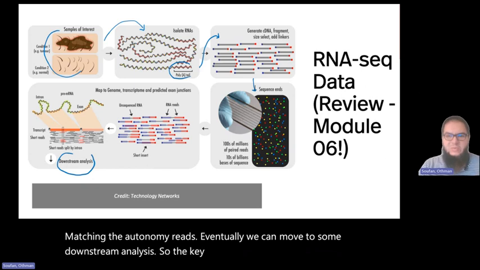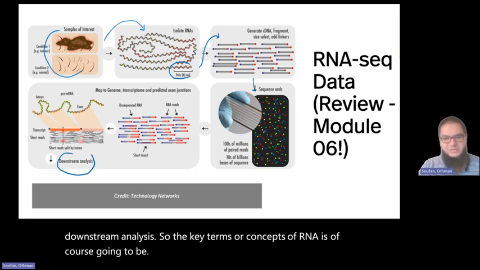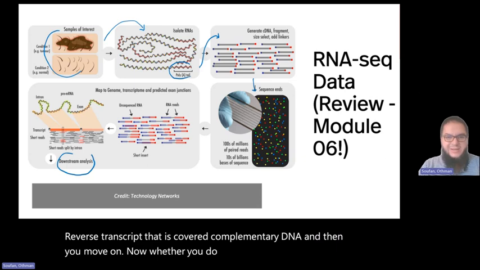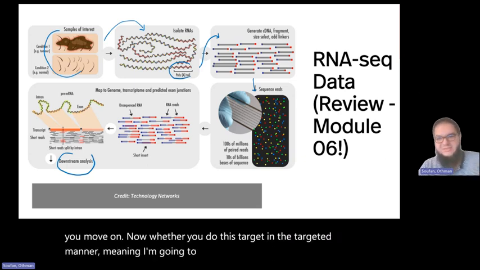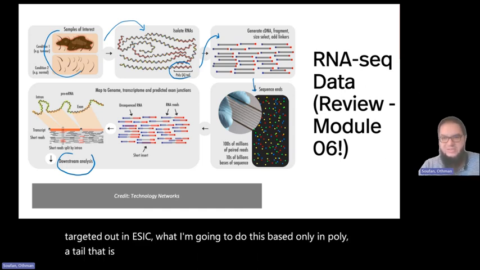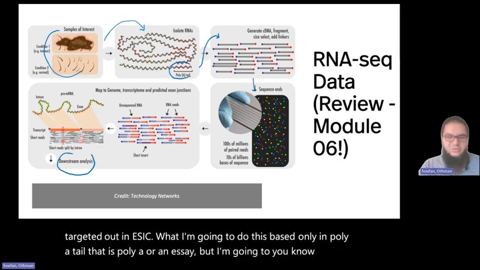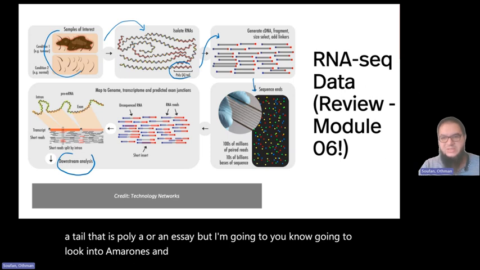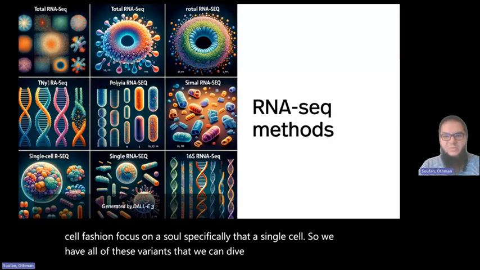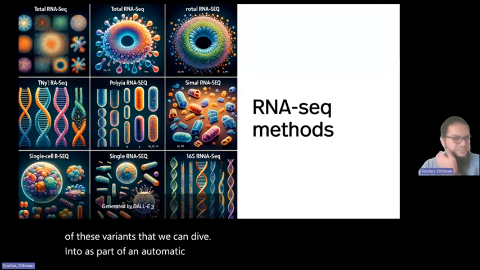So the key concepts of RNA-seq are, of course, RNA isolation, reverse transcription, that is complementary DNA, and then you move on. Now, whether you do this in a targeted manner, meaning I'm going to focus on a set of genes, that is targeted RNA-seq, whether I'm going to do this based only on the poly A tail, that is poly A RNA-seq, whether I'm going to look into mRNAs, and whether I'm going to do this in a single-cell fashion, focusing on a cell specifically, that is single cell. So we have all of these variants that we can dive into as part of our RNA-seq methods.